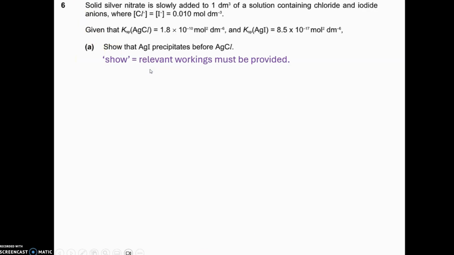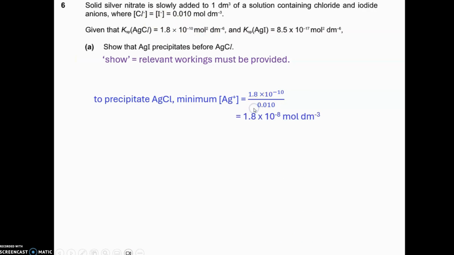Firstly, the word "show" in the question tells you that you must present relevant workings or calculations to solve this question. So remember, to precipitate AgCl, the IP must be greater than or equal to KSP. So the minimum concentration of silver ions to precipitate AgCl will be the KSP divided by the concentration of chloride ions, which will be 1.8 times 10 to the power of negative 8 mole per dm cube.